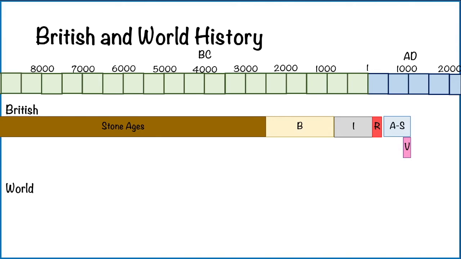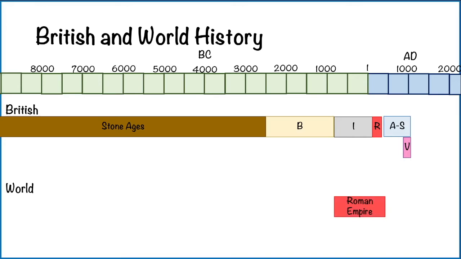In AD 43, Britain became part of the Roman Empire after it was conquered. The empire was enormous. It had territory in Europe, North Africa, and Asia. So on our timeline, the Roman period is in both British and world history. You can see that there.